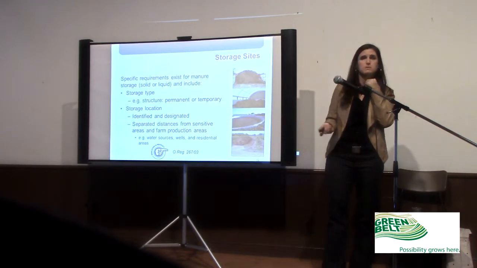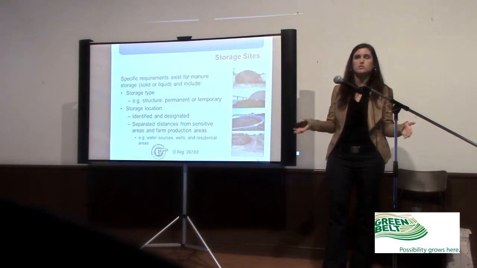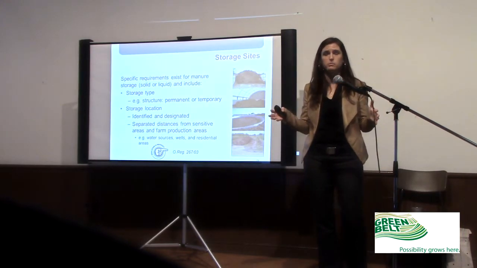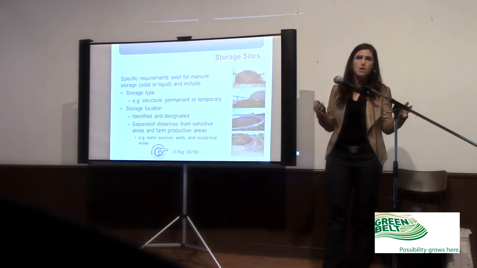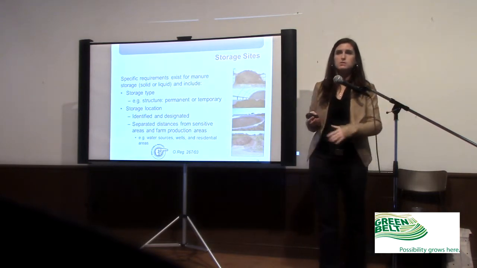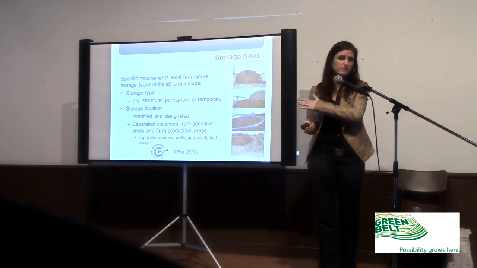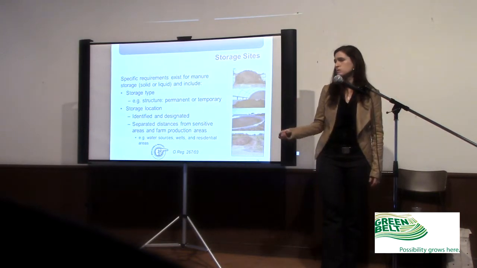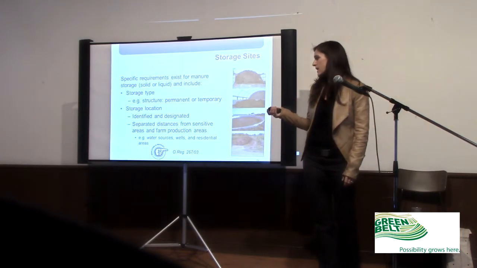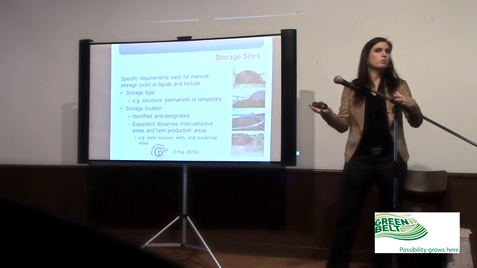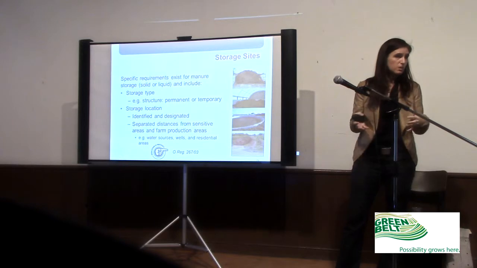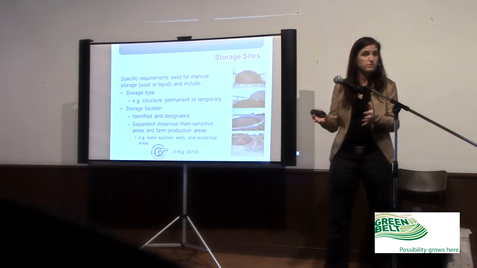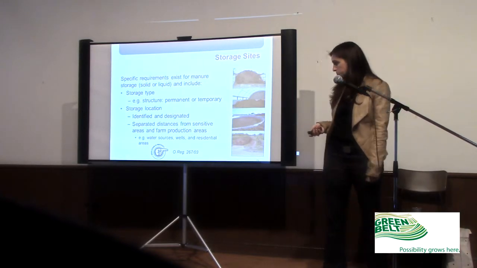There's a permanent storage site, so that's where you're actually going to have a structured building with walls and a roof, probably berms or curbs, so if water does get into that facility, it's going to divert it away from any sensitive areas. And then there are also the temporary field sites, and those are the ones where you get maybe manure delivered to your premise, and it's a mound that sits in a field or close by the field where you're going to be using it.